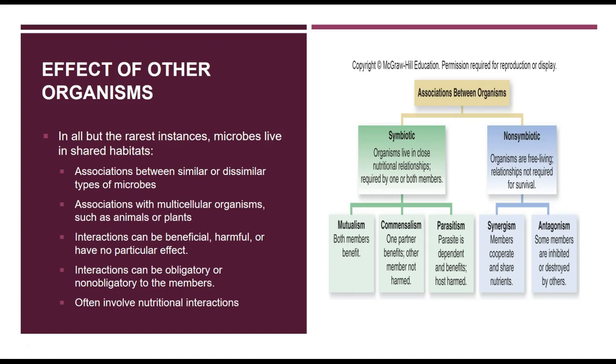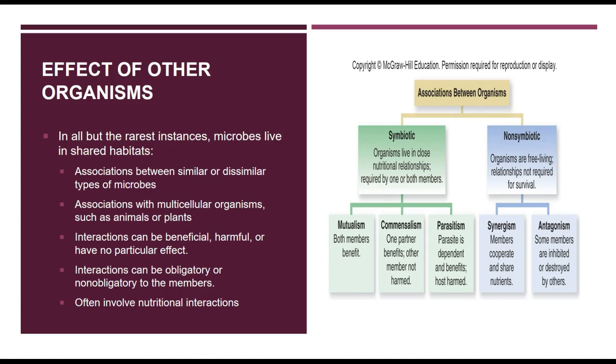And oftentimes these relationships are based on a nutritional interaction. One or both members needs some kind of nutrient from the other. So we have two general types of relationships among microbes, and those are symbiotic relationships, where the organisms live in very close nutritional relationships. One organism or both require the other in order to survive. Non-symbiotic relationships, the organisms are generally free living, and that association or relationship is not required for the survival of one or the other.